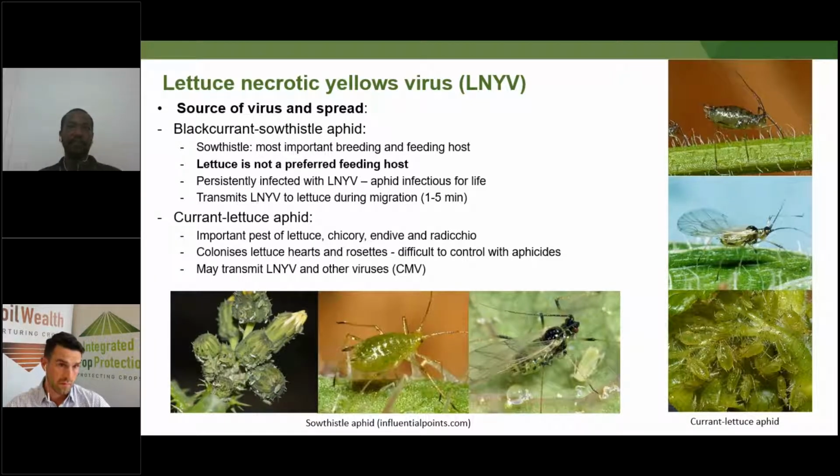The other important aphid for lettuce necrotic yellows virus is the currant lettuce aphid, and this is an important pest of lettuce and chicory and the whole family of lettuce type of crops. It mainly colonizes the lettuce hearts and rosettes, which makes it very difficult if you have to use chemical controls to manage the aphids. And this currant lettuce aphid can also transmit other aphid-transmitted viruses, such as cucumber mosaic virus or alfalfa mosaic virus.